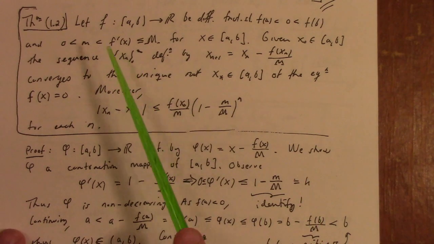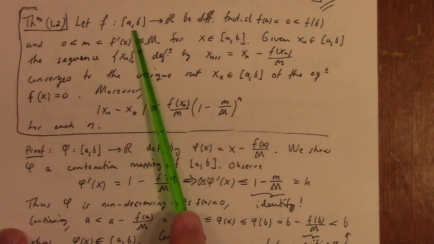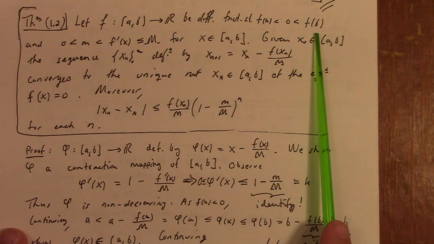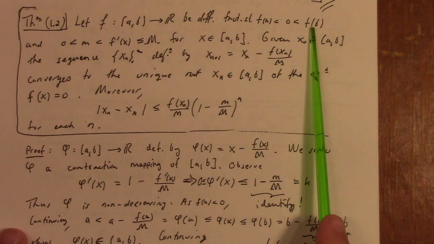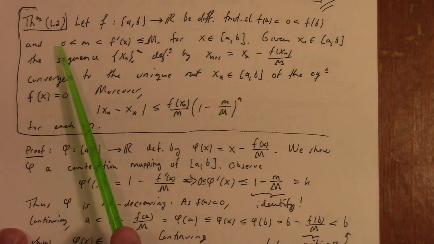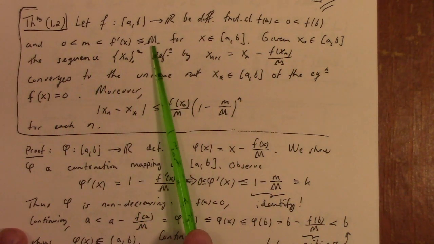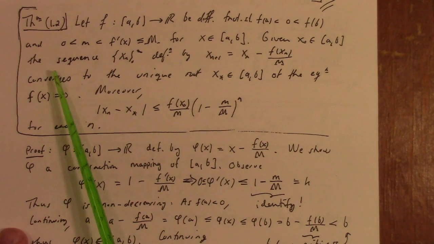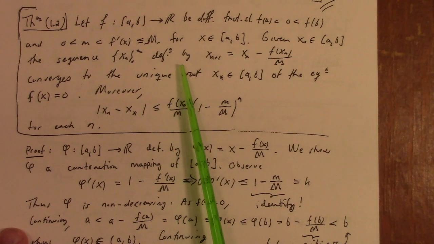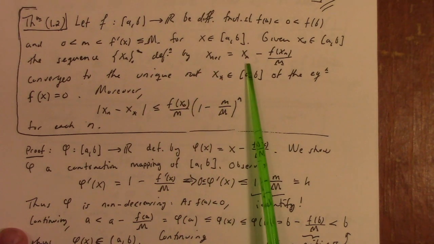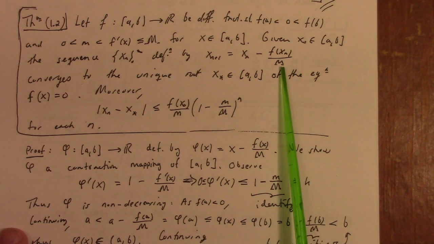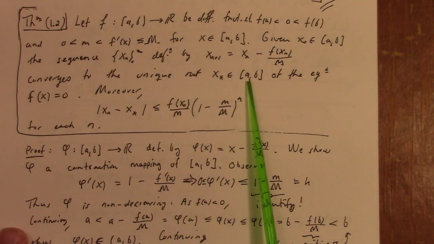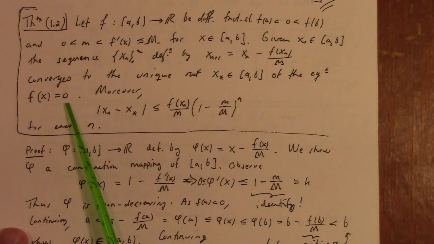Here's the application. Let a function from a closed interval [a, b] to the reals be differentiable, and suppose it changes sign: f(a) less than 0, f(b) greater than 0. And let's suppose the derivative is bounded between little m and big M. Then, given x_0 a point in [a, b], the sequence defined iteratively by x_{n+1} = x_n - f(x_n)/M converges to the unique root x star of the equation f(x) = 0.